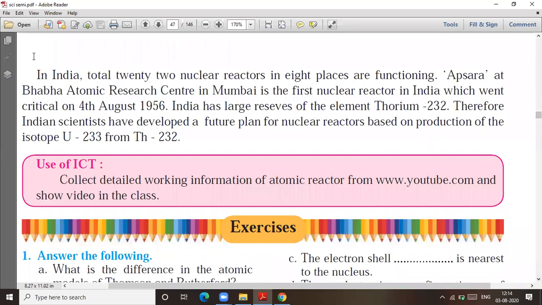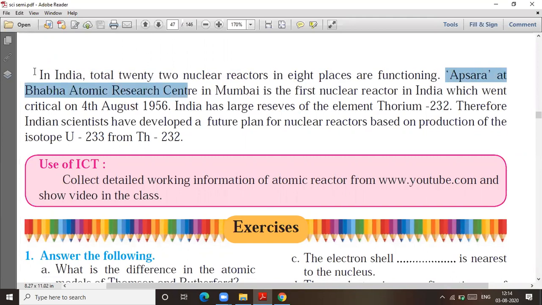That is atomic energy. In India, a total of 22 nuclear reactors in 8 places are functioning. Apsara at BARC, the Bhabha Atomic Research Centre in Mumbai, is the first nuclear reactor in India, which went critical on 4th August 1956.